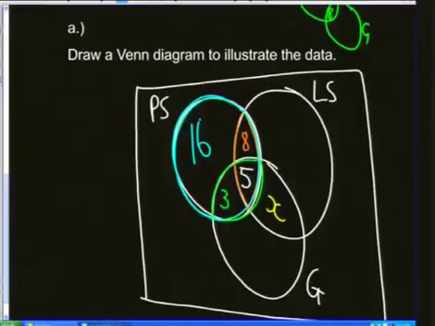Okay. So if we write down here, physical science, we've got 32. Then we're not counting anybody twice. There's 16 who do science only. There are 8 who do science and life science. There are 3 who do science and geography. And there are 5 who do all 3. So they're taking some form of physical science.